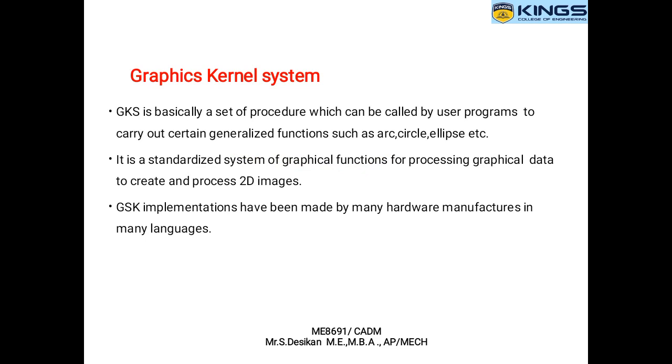So GKS, that is graphical kernel system, can be called by the user program. It is a user program carried out in certain generalized functions such as arc, ellipse and circle. More and more dimensions can be drawn with the help of this graphical kernel system. It is a standardized system of graphical functions for processing graphical data to create and process 2D images. Where 2D images are available, it has effective graphical functions and processing. And graphical kernel system implementations have been made by many hardware manufacturers in many languages.